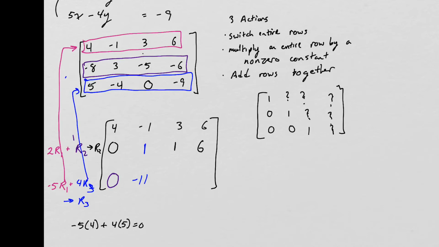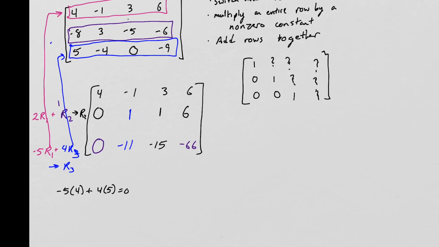Oh, we're not done. Sorry. And then lastly, we're going to have -5 times 6, so that's -30, plus 4 times -9, which is -36. So -30 plus -36, that is -66. And so here that goes. So -66. All right, so that's okay.